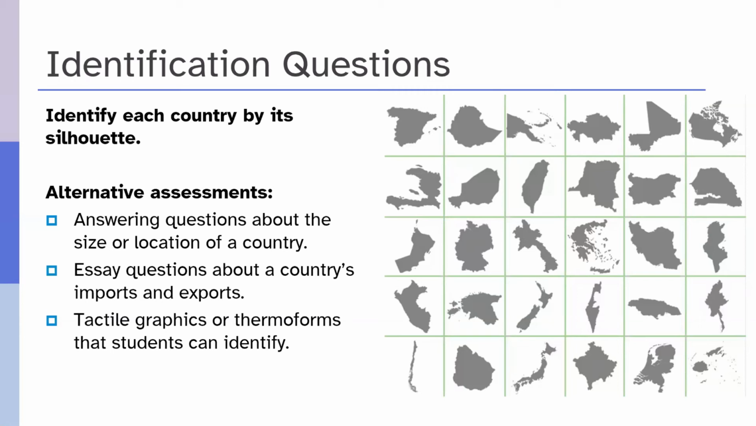Just speaking from my perspective as someone who does not have any print-related or visual disabilities, this would be very difficult for me. Not everyone has the capacity to retain visual images. So I would think about possible other ways of assessing people's knowledge about country shapes. All right, next slide, please.